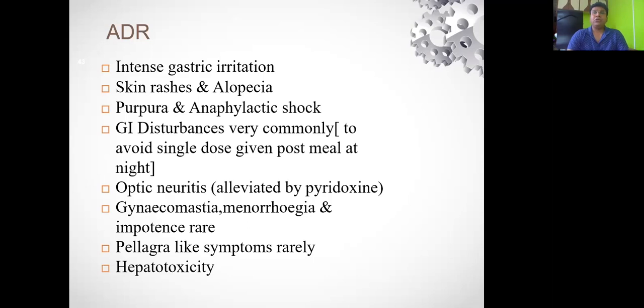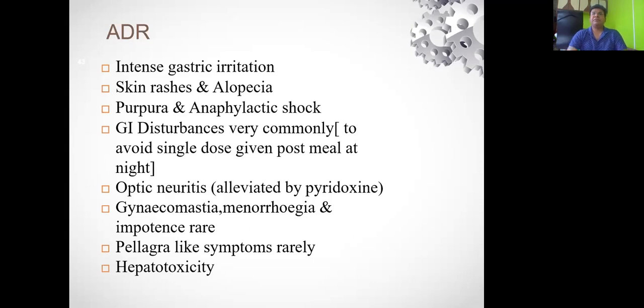It also has an ADR profile with respect to endocrine disturbances. The endocrine disturbances include gynecomastia, menorrhagia, and impotence, and these are very rare side effects with ethionamide. Ethionamide can also present with pellagra-like symptoms, which is rare, but still there are stomatitis and other features of pellagra, especially due to vitamin deficiency.